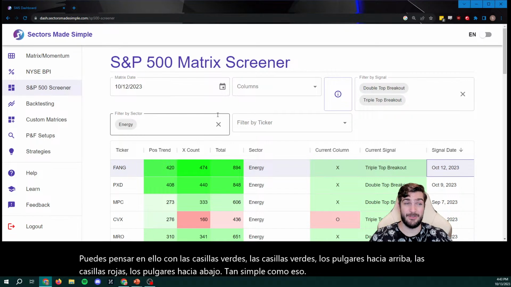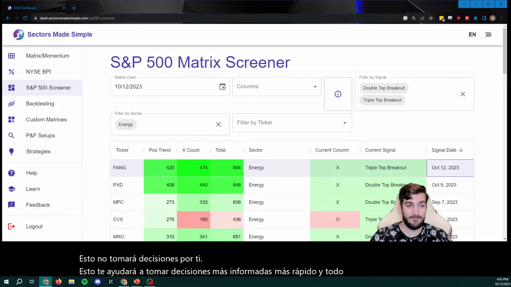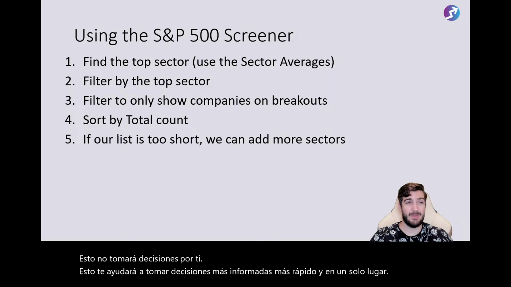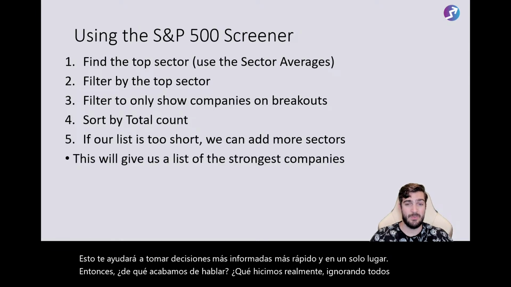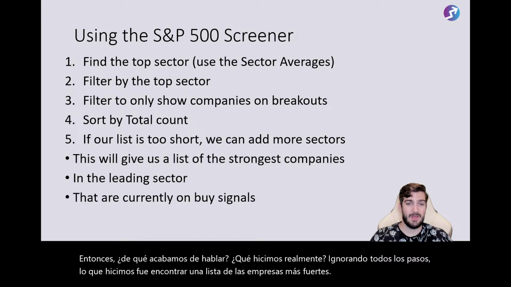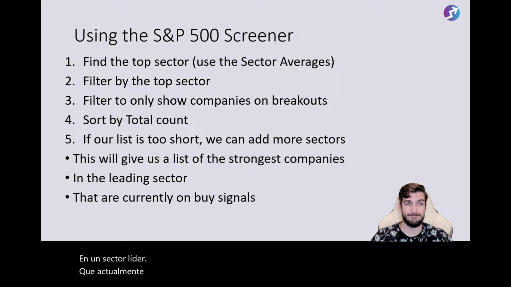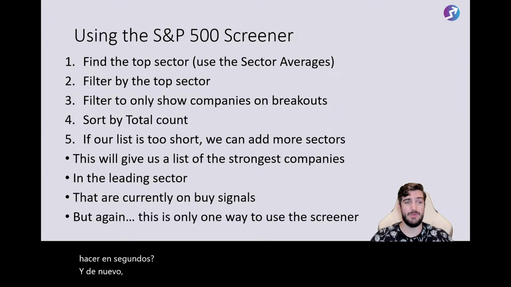This will not make decisions for you. This will help you make more informed decisions faster and all in one place. So what did we just talk about? What did we actually do? Ignoring all of the steps, what we did was we found a list of the strongest companies in a leading sector that are currently on buy signals. We did that in what, when I'm not meandering through the conversation, can be done in seconds. And again, this is only one way of using this screener.